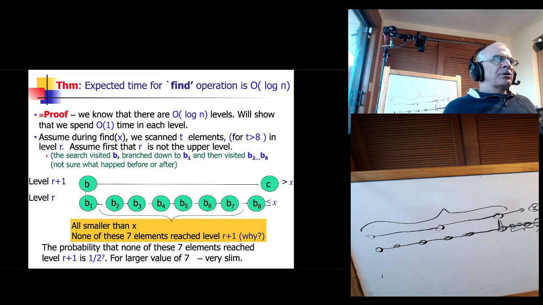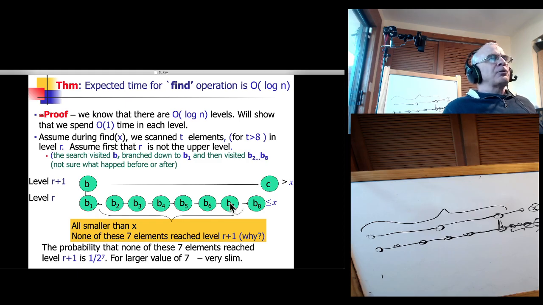What I'm going to show you is not that it's impossible. What I'm going to show you is that it's rare, and it's going to be exponentially more and more rare the larger the elements that I'm going to scan are considered.